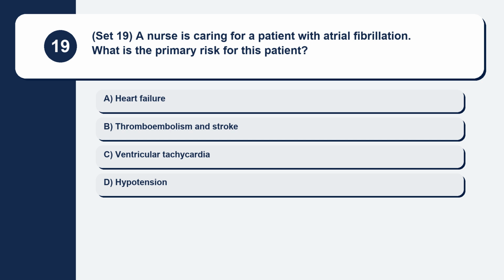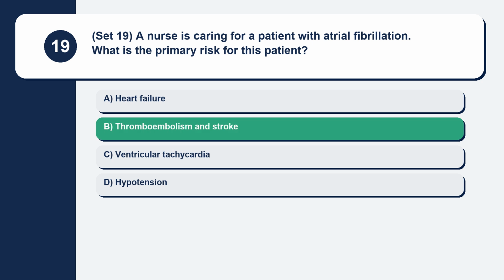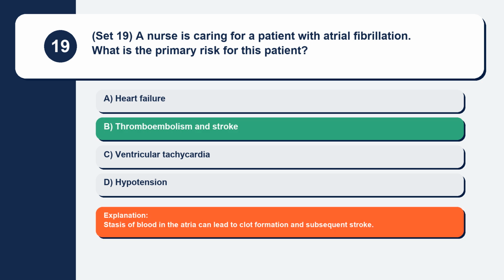Question 19. Set 19. A nurse is caring for a patient with atrial fibrillation. What is the primary risk for this patient? Heart failure, thromboembolism and stroke, ventricular tachycardia, hypotension. Stasis of blood in the atria can lead to clot formation and subsequent stroke.